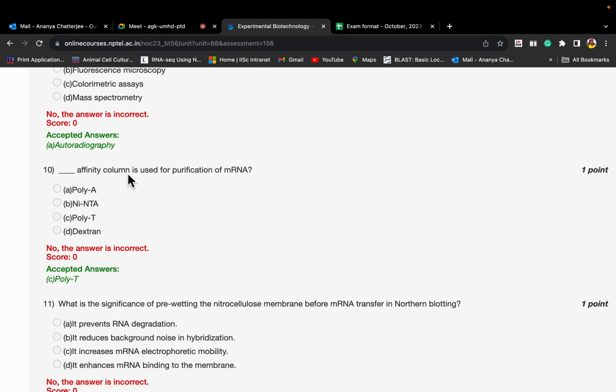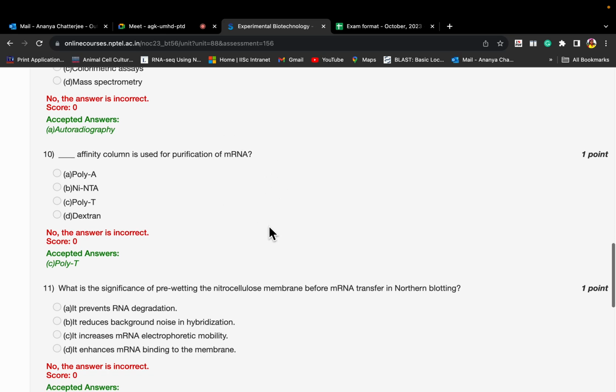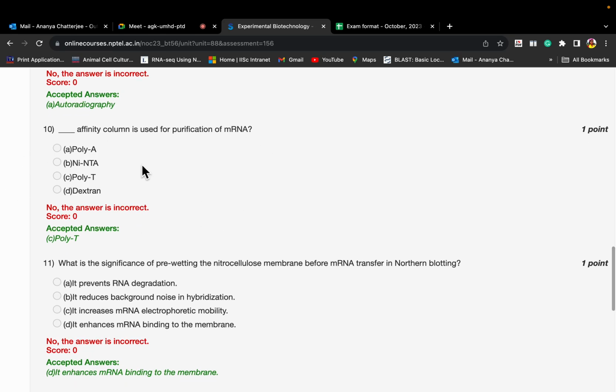Next question, what affinity column is used for purification of mRNA? So as we know that mRNA has a poly A tail, so we use a poly T affinity column so that those adenines will now bind to thymine and then we can elute it further. So the option is poly T.